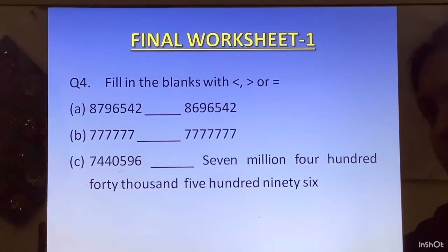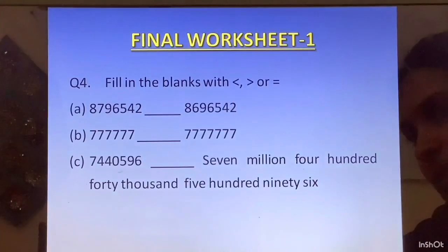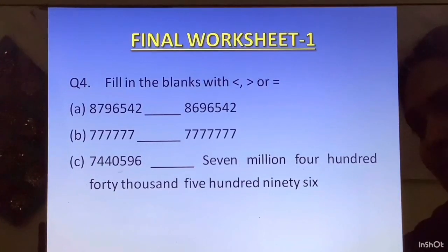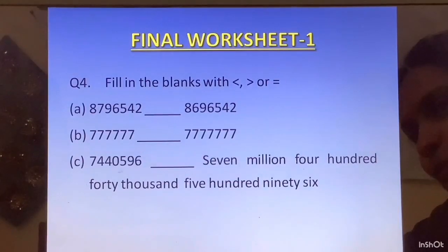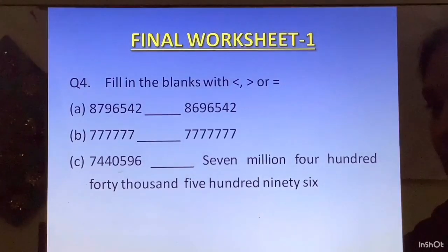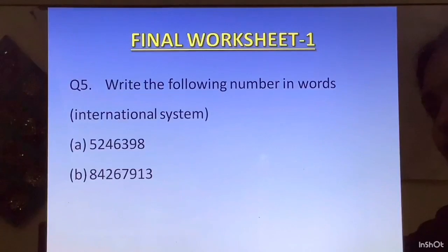Question number 4. Fill in the blanks with less than, greater than or equal to. A part: 8796542 and the other number is 8696542. B. 777777 and the other number here is 7777777. C. 7440596 and the other number they have given in words is 7,440,596.